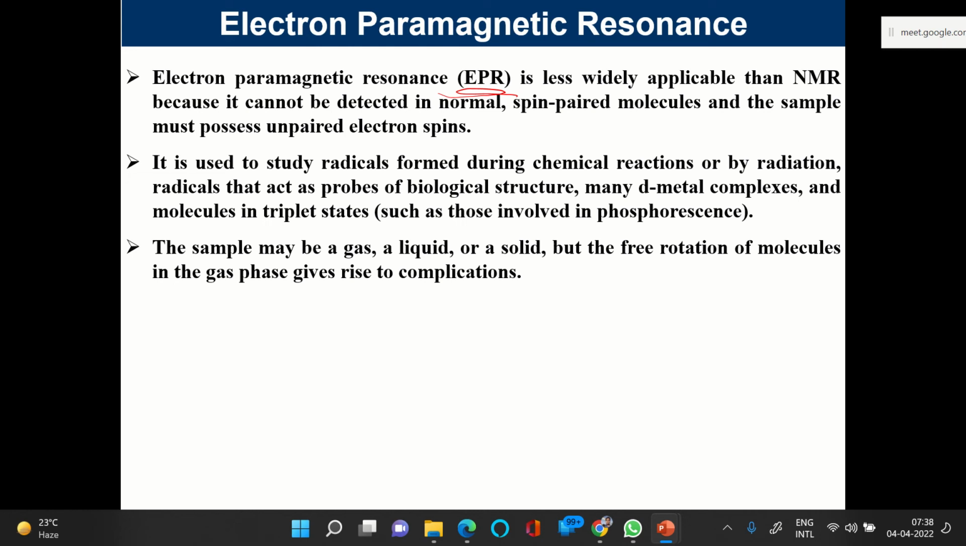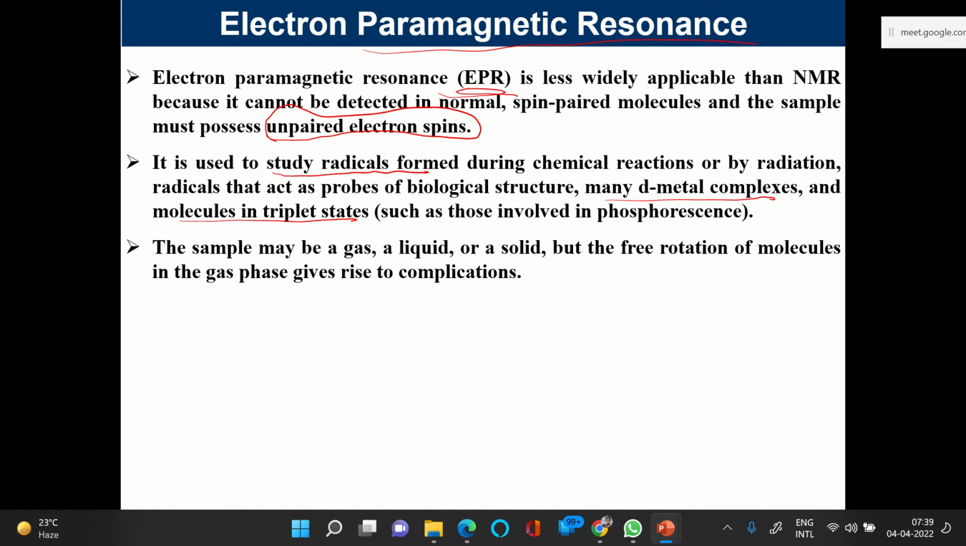So EPR is useful for what kind of samples? If you have free radicals, unpaired electrons, anything that has unpaired electrons, you will get very good information about the structure and geometry, many things you can predict if you have this EPR data. Studying radicals formed in chemical reactions is very helpful. Radicals have unpaired electrons, many d metal complexes have unpaired electrons, and molecules in triplet state, like oxygen, which is triplet, have unpaired electrons. So understanding becomes easy if we perform electron paramagnetic resonance spectroscopy on such species.